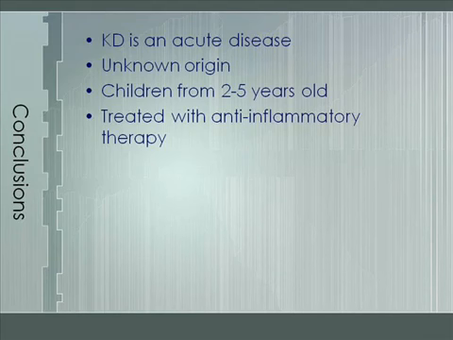As we conclude, let's take a quick look at what we covered today. We established that Kawasaki disease is an acute inflammatory condition of unknown origin that affects mostly children from the ages of 2 to 5 years old. Treatment for Kawasaki disease is anti-inflammatory in nature, since its causative agent is still unknown. Diagnosis of Kawasaki disease is mainly done on signs and symptoms that present in the first phase of the disease, which includes the fever, rash, and swelling we discussed earlier.